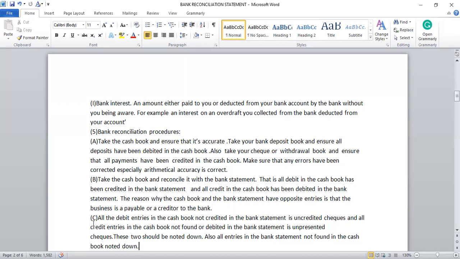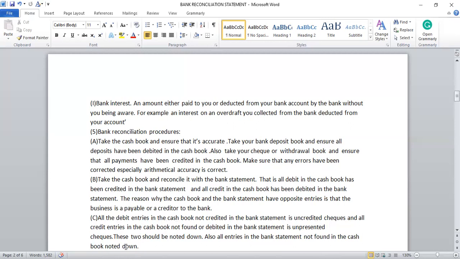Okay. C. All the debit entries in the cash book not credited in the bank statement are uncredited checks. And all credit entries in the cash book not found or debited in the bank statement are unpresented checks. These two should be noted down. Also, all entries in the bank statement not found in the cash book should be noted down.